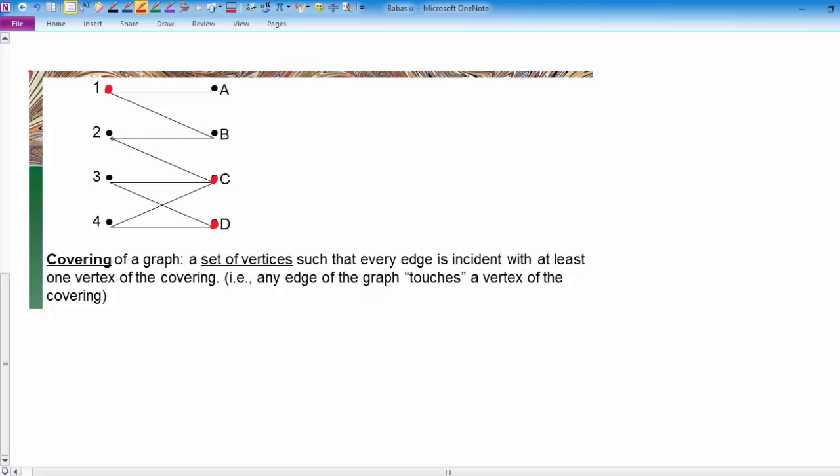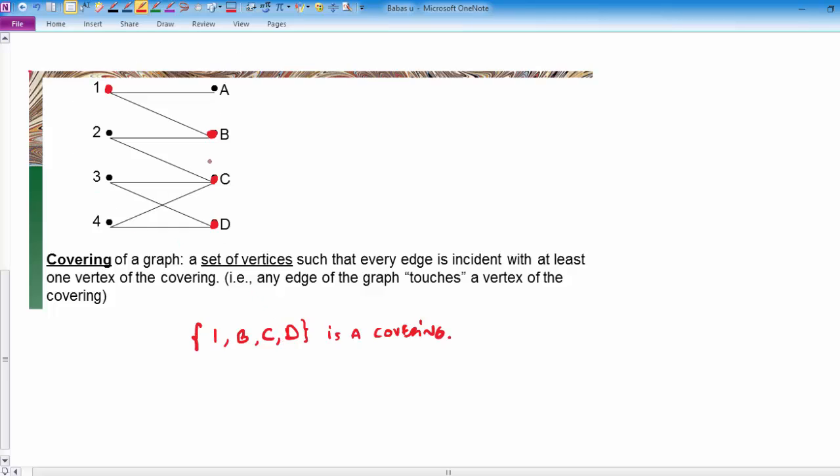I can either select B or 2. If I select B, that takes care of this edge. So notice that the set of vertices 1, B, C, and D, that is a covering. And again, why is it a covering? That's because any edge of the original graph is touching, or is incident with, at least one vertex of this covering. So we were able to find a covering with only 4 vertices.